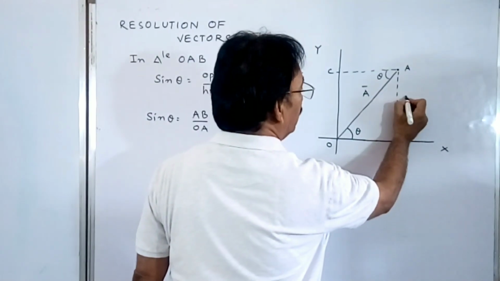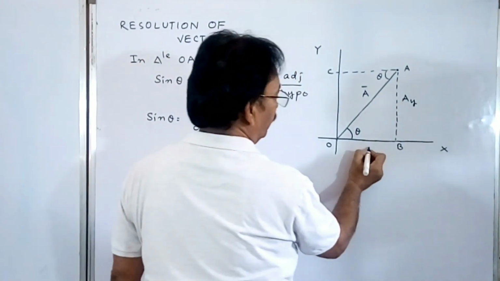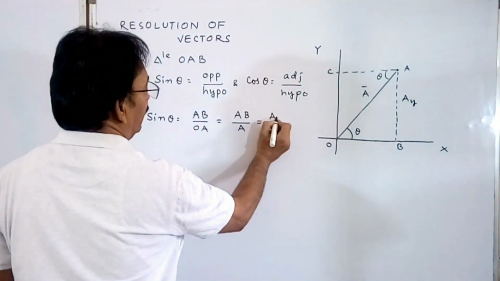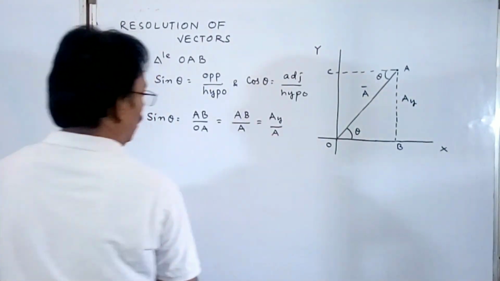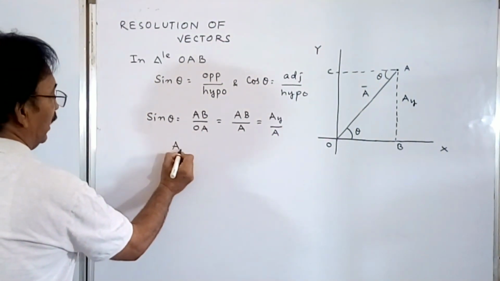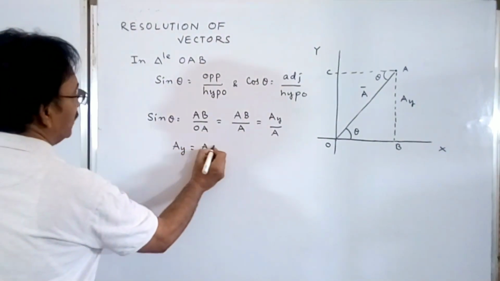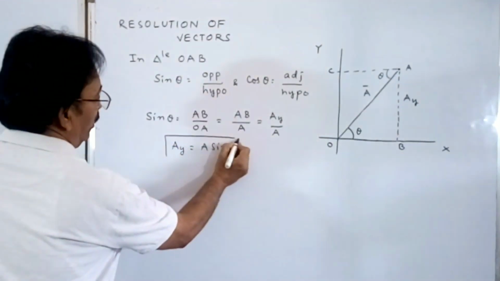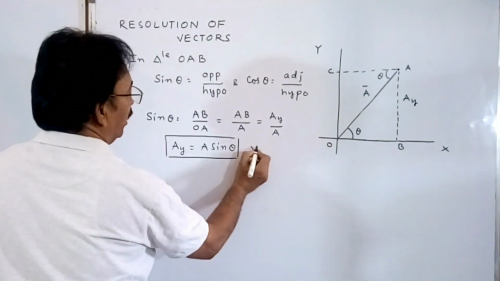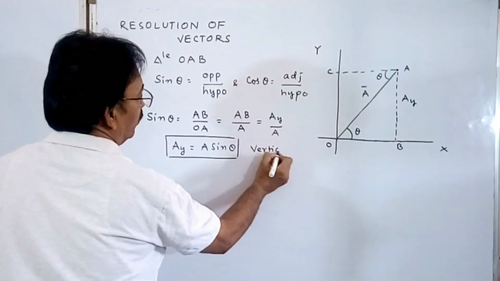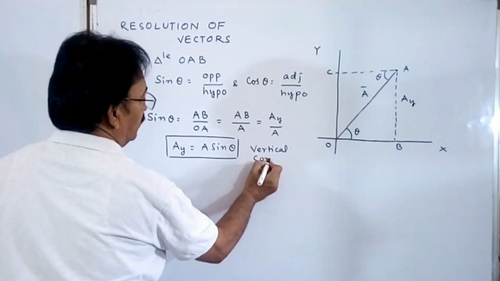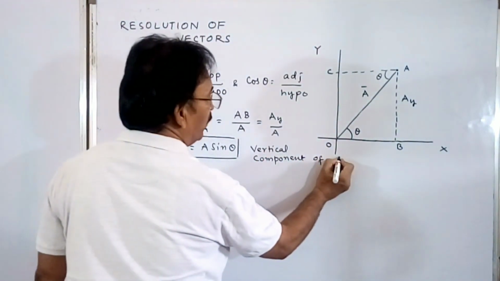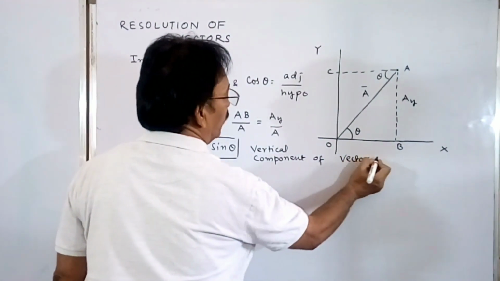I am writing its component along the y-axis as Ay. Then AB can also be written as Ay upon A. From this equation, we can write Ay is equal to A sine theta. It is the vertical component of vector A bar.